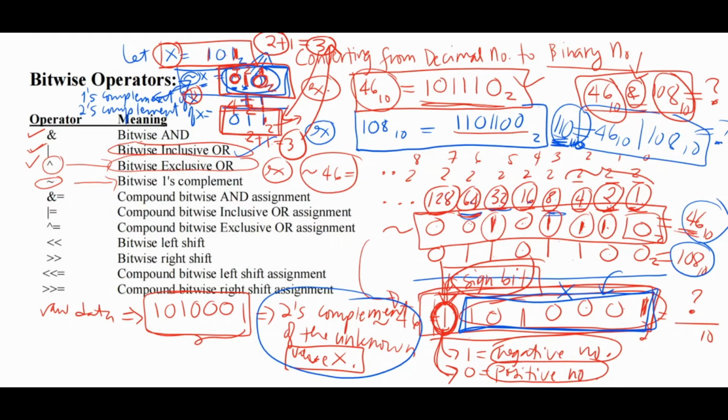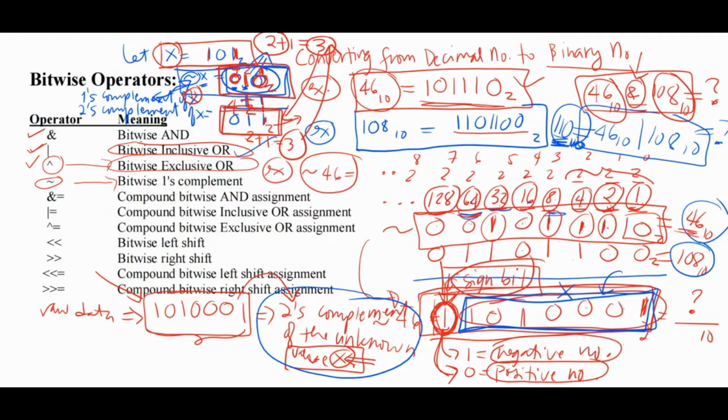So back to our value here, the raw data 1010001, we say that this is the 2's complement of the unknown value x. So we want to find out what this value x is given its 2's complement. From the 2's complement, we get the 1's complement by subtracting 1 from the 2's complement. Because remember, the 2's complement of x is simply plus 1 of the 1's complement.